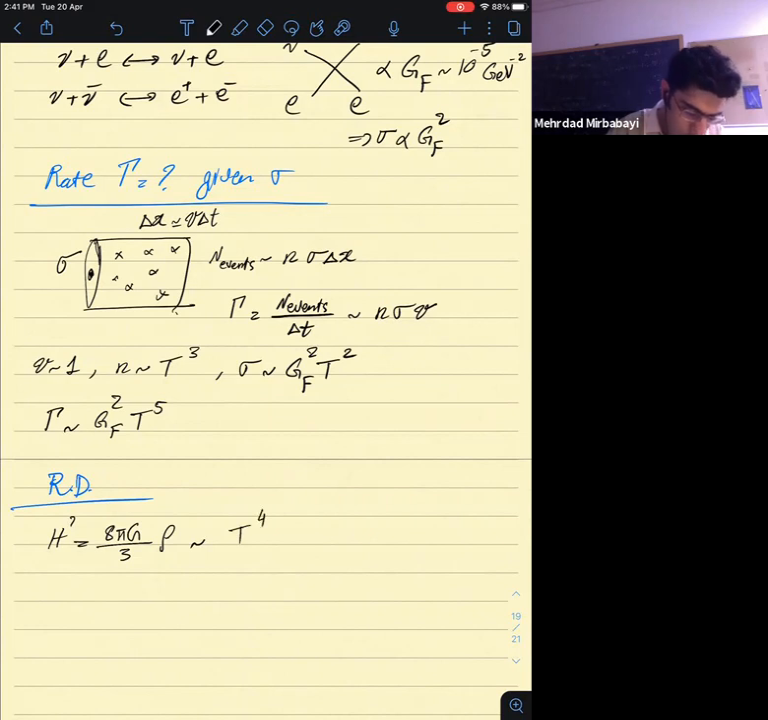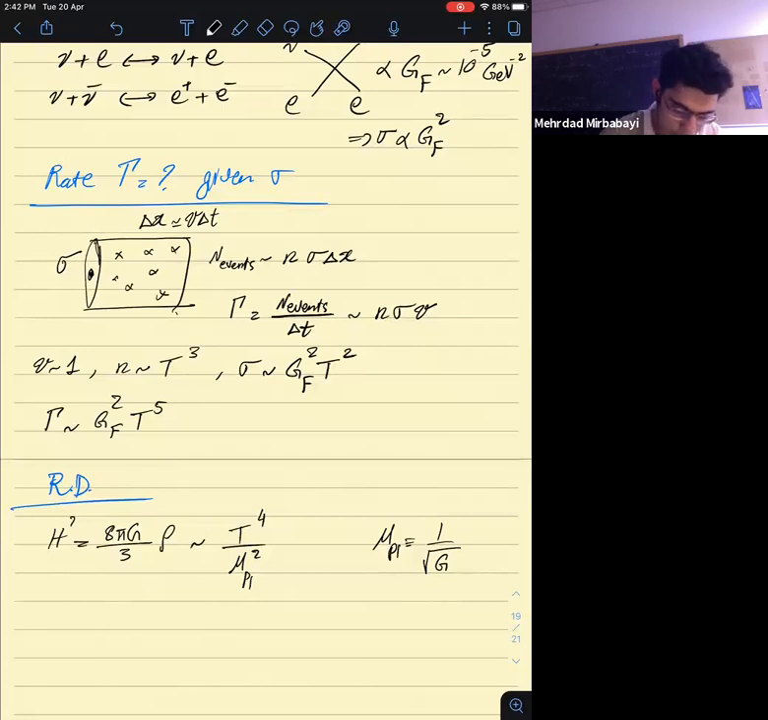So this goes as T to the fourth, and I'm going to introduce the Planck mass. The Planck mass is defined as 1/√G_N. Sometimes they define it as 1/√(8πG), the reduced Planck mass. Again, for our estimates, it doesn't really matter.